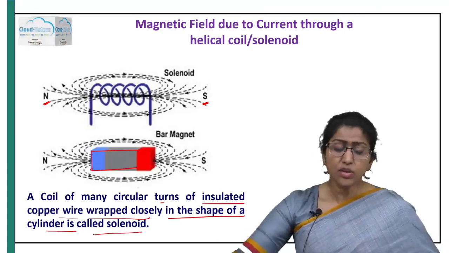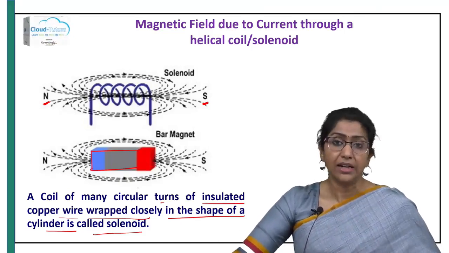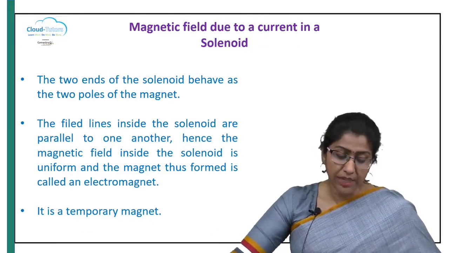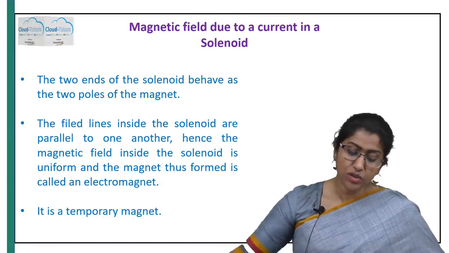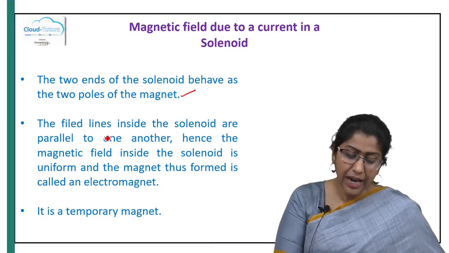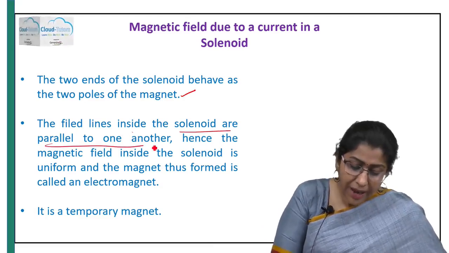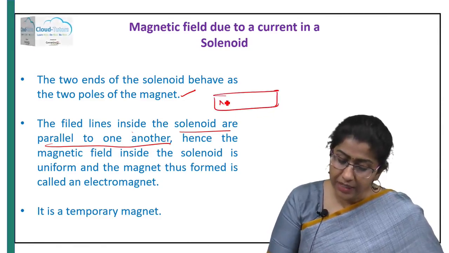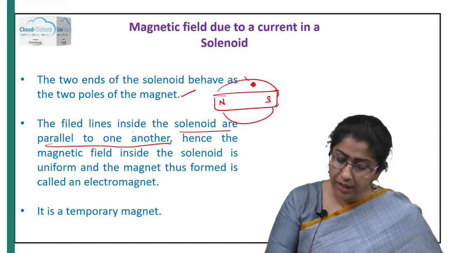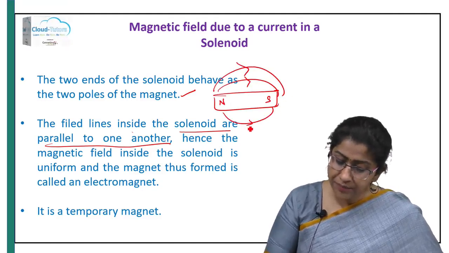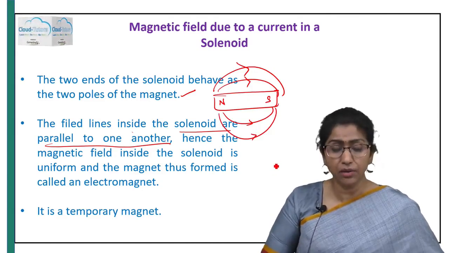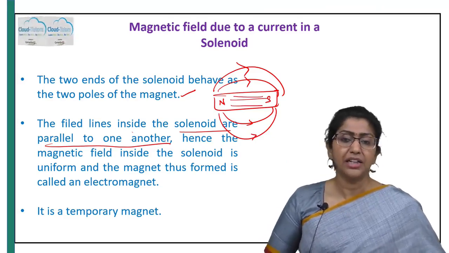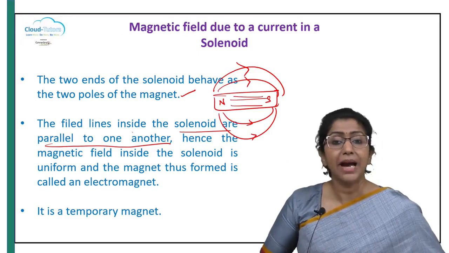All right. So why are electromagnets better? Let's look at it. Before that, let's understand a few points. The two ends of the solenoid behave as two poles of the bar magnet, correct? And the field lines inside the solenoid are parallel to one another. So with this, what do we understand? If you take a bar magnet, and this is the North Pole and this is the South Pole, and this is the pattern of the magnetic field around it, you see that the magnetic field lines inside the magnet also are very parallel to each other, right?